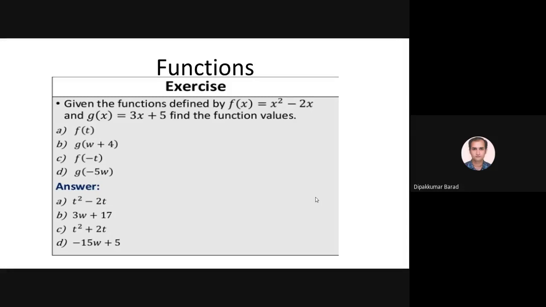We are given the function defined by this expression. If you are asked to find f of t, then instead of x you just put t. For g of w plus 4, instead of x you write w plus 4. For f of minus t, instead of x you write minus t, so what I get here is minus t squared minus 2 times minus t. And for g of minus 5w, instead of x you put minus 5w. So you get the answer.